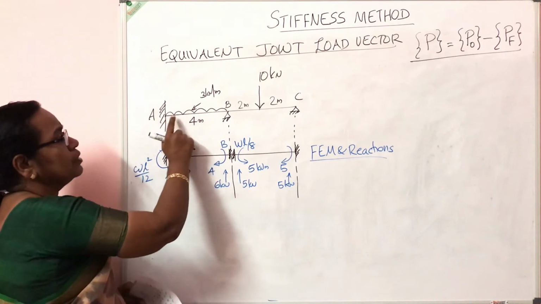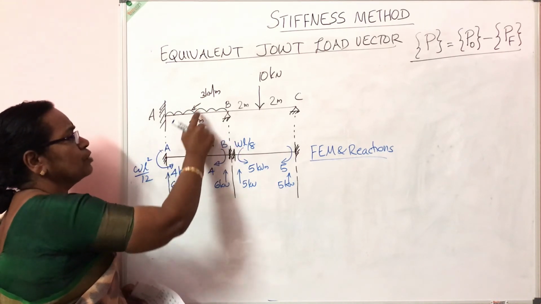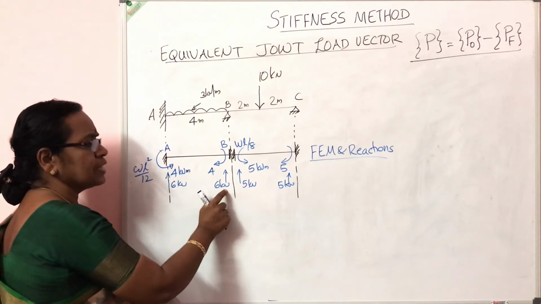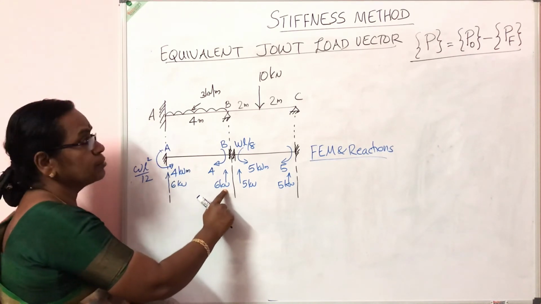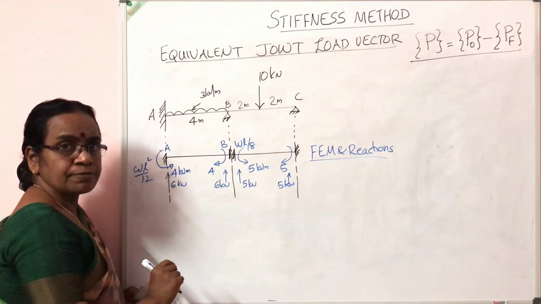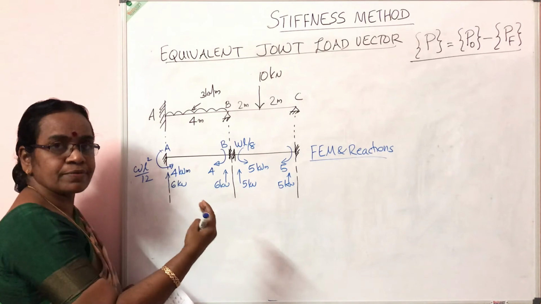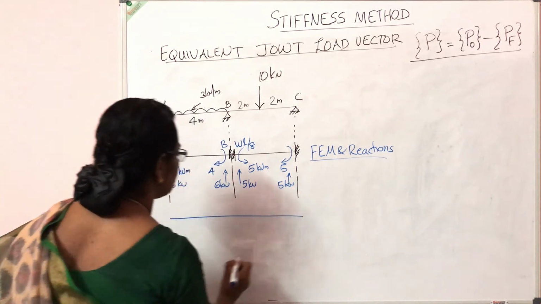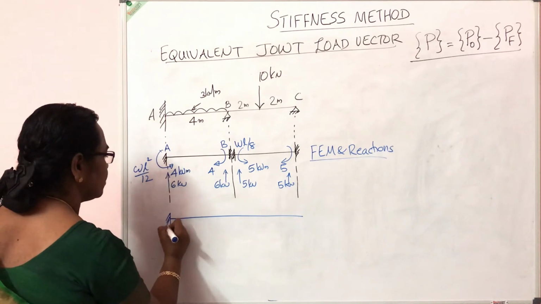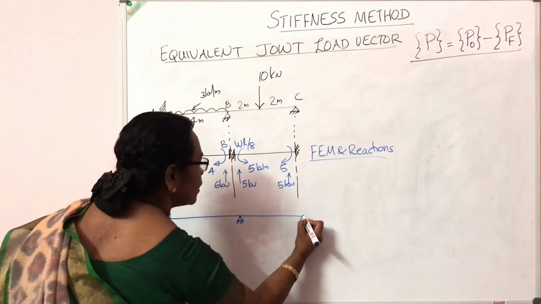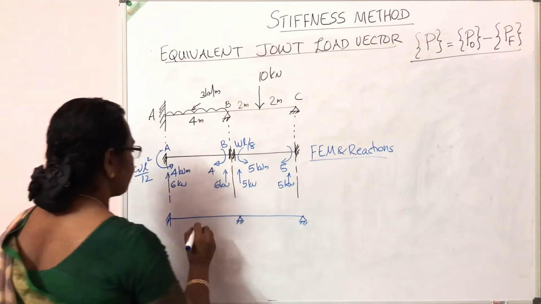Now the reaction due to this 3 kN per meter: 3 into 4, total load is 12, so the reaction at this support is 6 kN. The reaction here is also 6 kN. It's a symmetric load of 10, so each of these reactions is 5. So now we have got the fixed end moments and reactions. Now let us consider the original structure. The original structure is fixed at A and hinged at B and C.